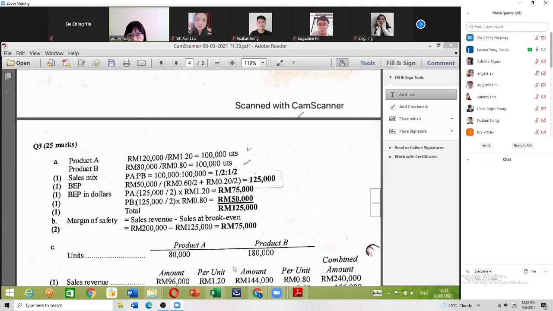OK, so this is your margin of safety. Sales revenue minus, this is your expected sales, right? Expected sales minus your break-even sales. So your break-even sales is 125. This is your break-even sales. So what is your expected sales?